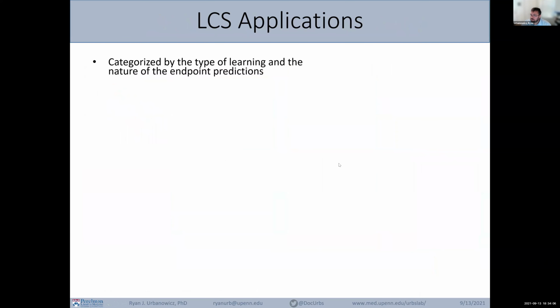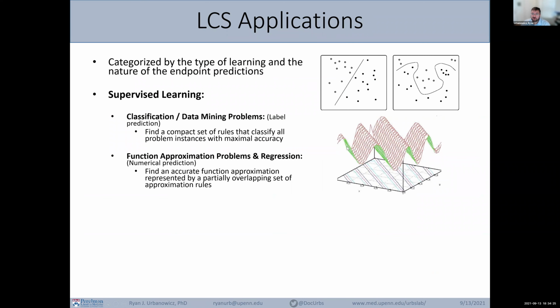Okay, and just a little bit more background on LCS, since I imagine it's probably new to a lot of this audience. The different approaches for learning classifier system methods are typically categorized by the type of learning and the nature of the endpoint predictions being made. So a lot of my work is focused on supervised learning, where we have labeled data to train off of. And so we're doing basic classification tasks where we're trying to find a decision boundary between cases and controls or multiple classes in a problem space.